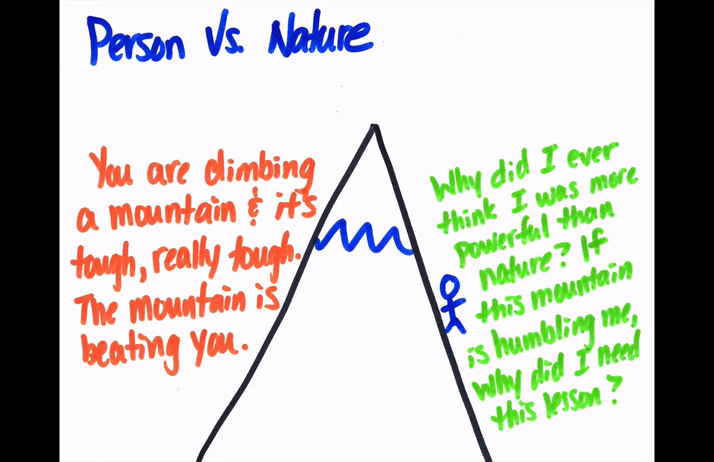Now we move to person versus nature. In this example, you're climbing the mountain and it's tough, right? Because climbing mountains is tough business. And you might even believe that the mountain is beating you at some point in time. And it actually might be, because it is, right? So kind of ominous. When people are in conflict with nature, usually the questions they ask are about feeling small. So you might ask questions like, why did I ever think I was more powerful than nature to begin with? Or if this mountain is humbling me, why did I need this lesson?